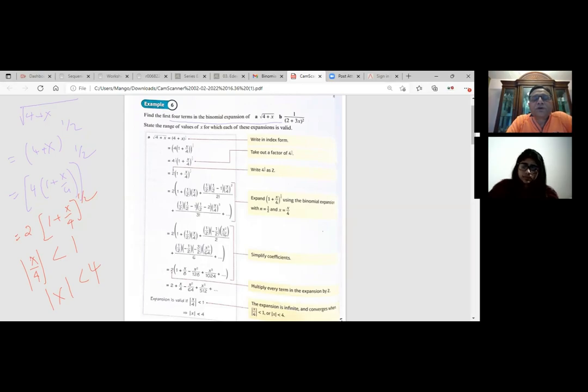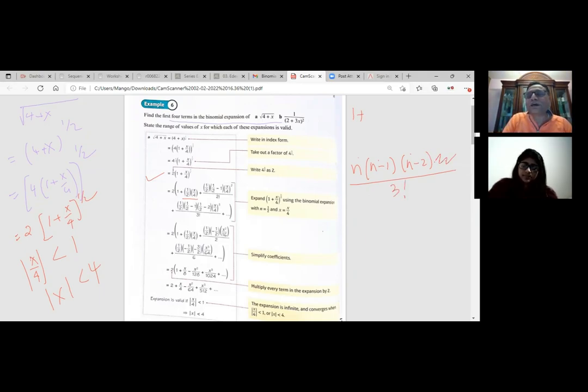First, the square root they have written as 1 plus x over 4 to the power of half. Now look at the expansion. Always in the expansion, it is 1 plus, and whatever the exponent is, you begin with the exponent n, times n minus 1, times n minus 2, and so on. In the denominator, the factorial is the number of terms you have multiplied in the numerator. If there are 2 terms, the factorial will be 2 factorial.